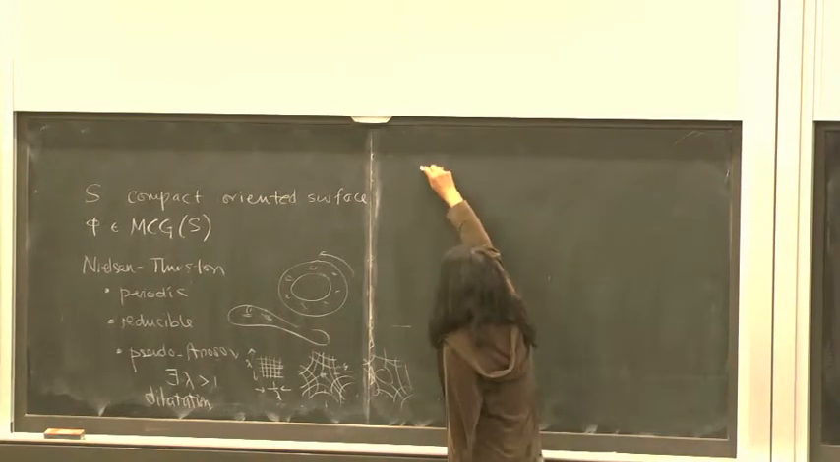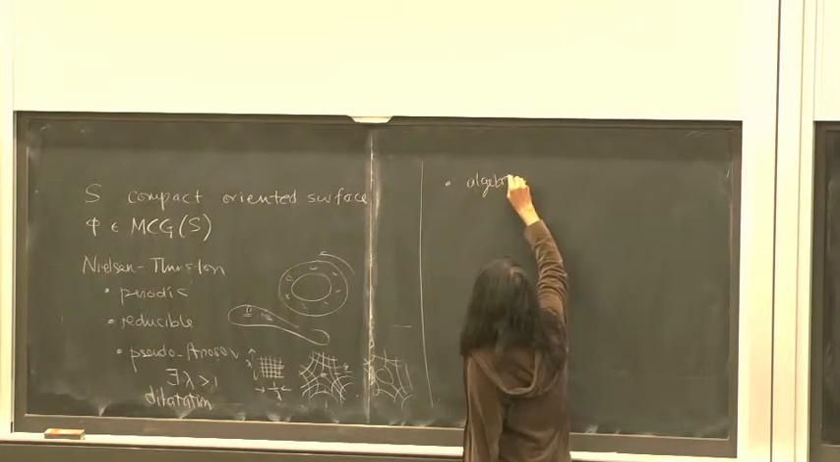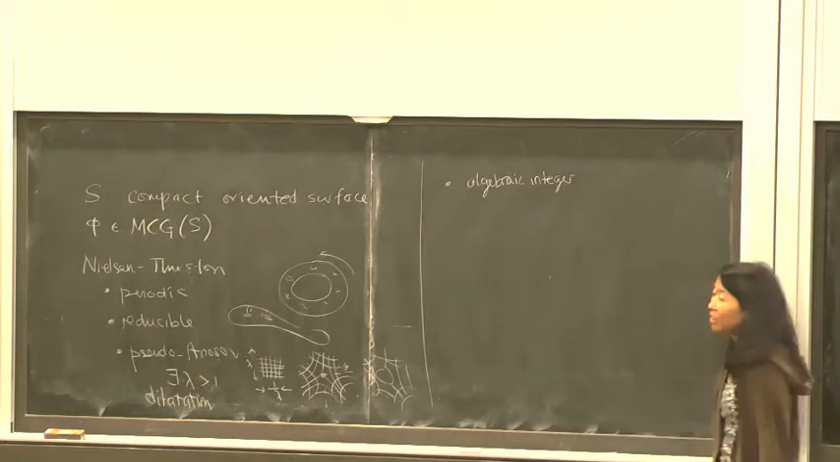So this dilatation is always an algebraic integer, and I'll talk about that more. It's a special kind of algebraic integer.